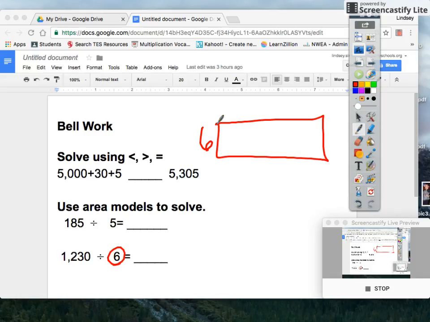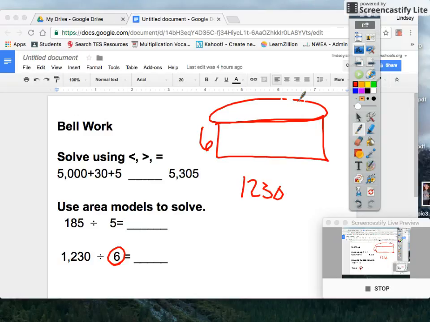Now, what is the area that we have to get to? 1,230. We have to get to 1,230. We know area is length times width, but we don't know what the length is. So, how many 6s are in 1,230? 6 times what is 1,230? You know that fact? No, we don't know that fact right off the top of our head. But we can break it up and figure out how many 6s are in 1,230.